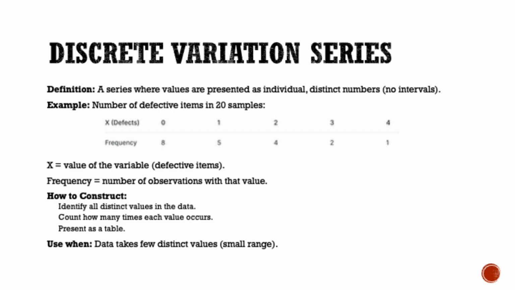In this table, x represents the value of the variable, the number of defects there, and frequency represents how many observations have that value. To construct a discrete variation series, we identify all distinct values in the data, count how many times each value occurs, and present the results as a table. This is used when the data takes few distinct values with a small range.